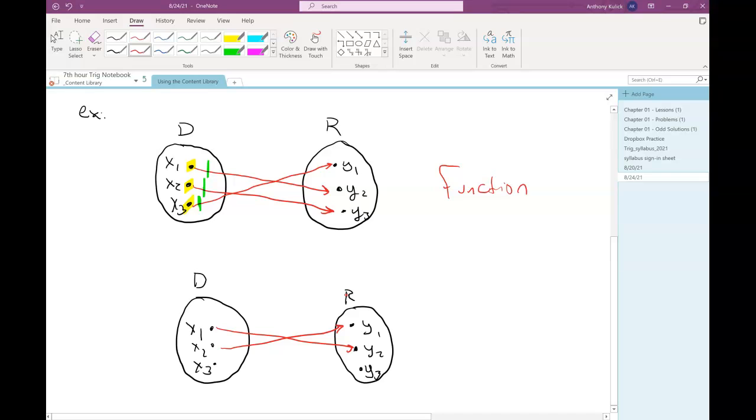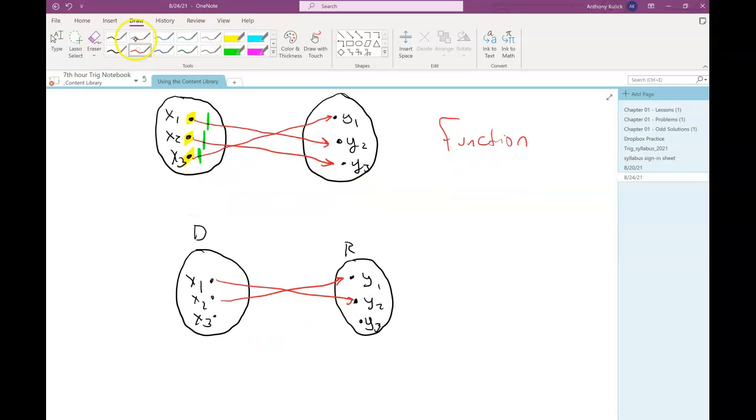So how about this mapping diagram? Does this represent a function? No. Why not? X3 doesn't have a partner. Yeah, exactly. So the problem there is that not everything in the domain has a partner, is paired with something. Very good.